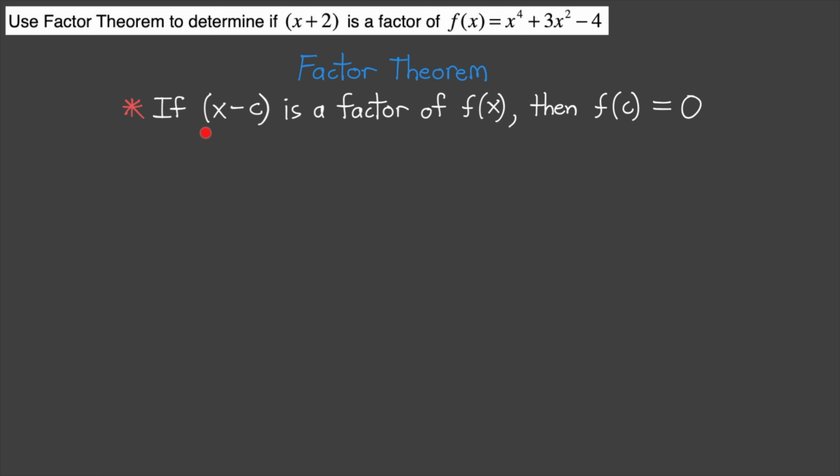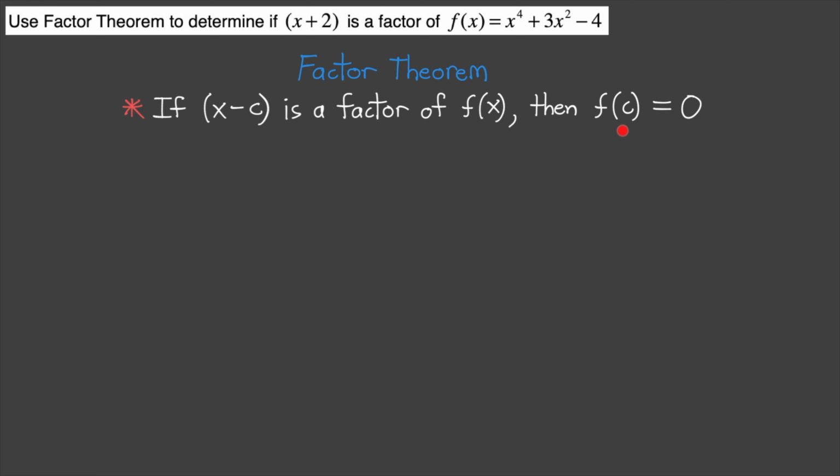This question says, use factor theorem to determine if x plus 2 is a factor of f of x equals x to the fourth plus 3x squared minus 4. So they are telling us to specifically use the factor theorem. What is the factor theorem? Here it is. If x minus c is a factor of f of x, then f of c equals 0.